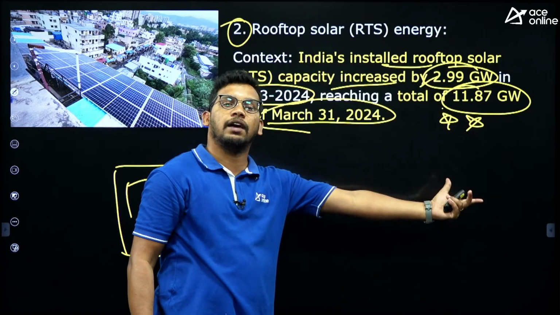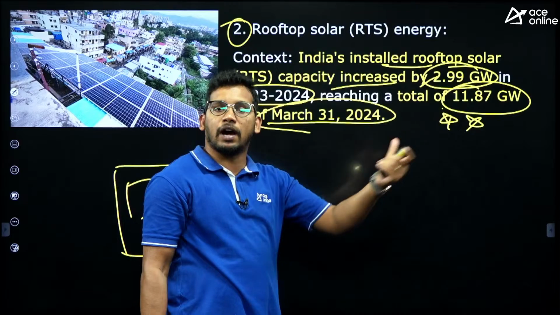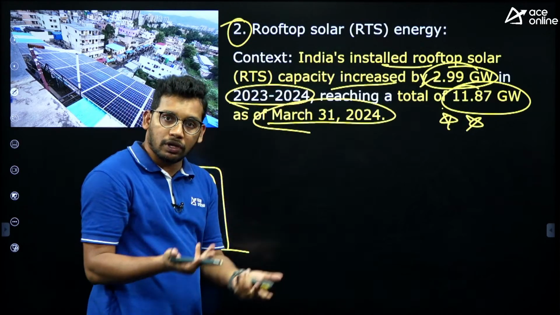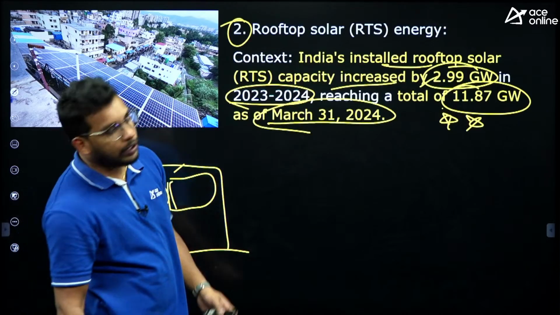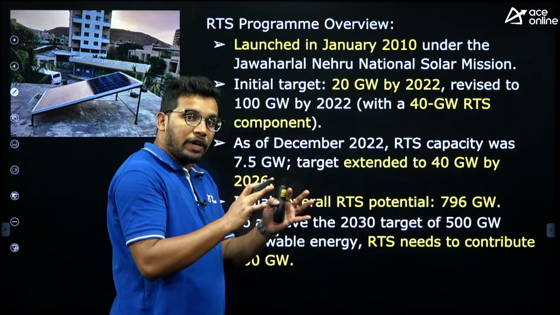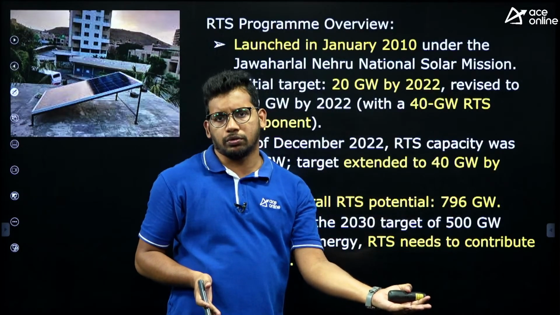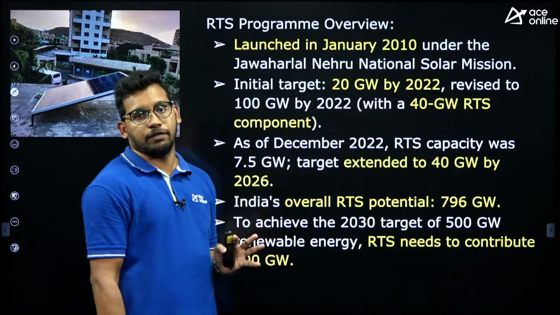This is approximately 11.87 gigawatts, and in the last one year itself we have added 3 gigawatts of rooftop solar energy. So in the context itself we got the two important facts, right? Now let's know about the background, from when we have launched this. Current affairs questions can be framed from the background also, like they may ask you questions from the past by linking to current affairs, right?